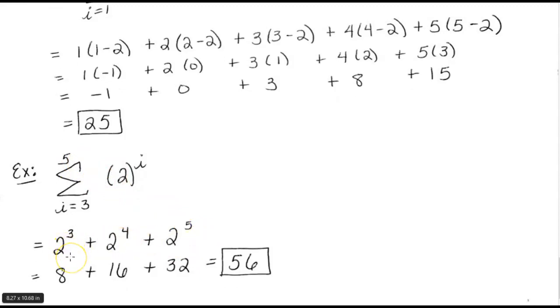2 to the 3rd is 8, 2 to the 4th, 16, 2 to the 5th, 32, and 8 plus 16 plus 32 is 56. So that is the end of section 8.1.